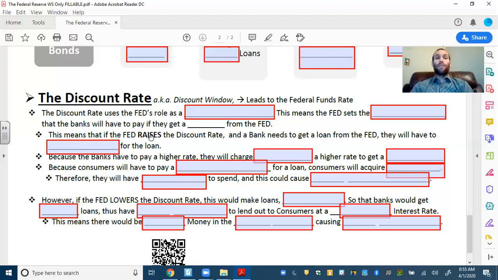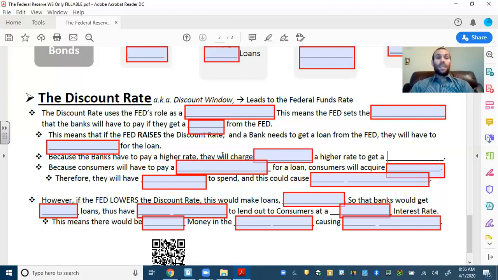So this means if the Fed raises the discount rate and a bank needs to get a loan from the Fed, they will have to pay more for the loan. Well, if banks have to pay more for the loan, then the money they're getting is more expensive. So if a bank has to pay a higher rate, they will charge borrowers or consumers a higher rate to get a loan. Now that it's more expensive for banks to get money, they're going to charge consumers or borrowers more money to get a loan too. So that means you're going to pay higher interest rates.